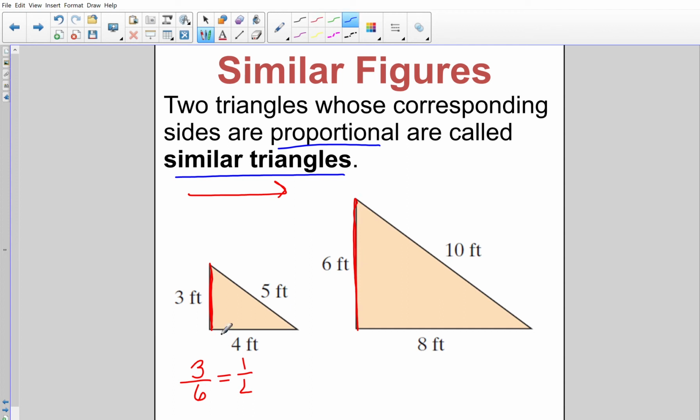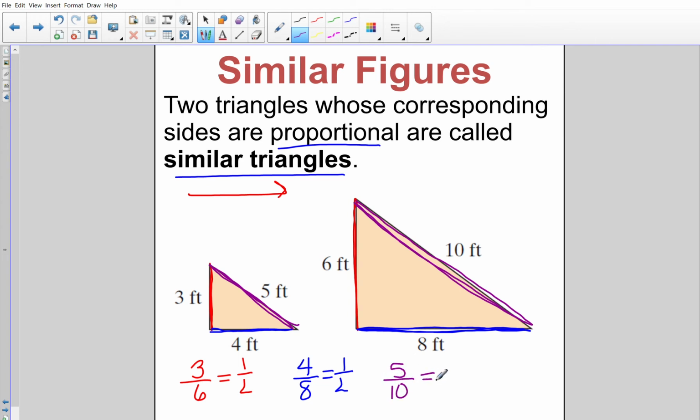I can look at this bottom piece, which corresponds with this bottom piece, write it as a ratio, 4 to 8. And again, when I reduce it, it's 1 to 2. Okay, and finally, I could check out these. This hypotenuse is corresponding to this hypotenuse, right? Or this diagonal, however you want to call it. And this is going to be 5 to 10. And again, it reduces to 1/2. So that means that this triangle right here is exactly half the size of the larger triangle. So that's why they're called similar.